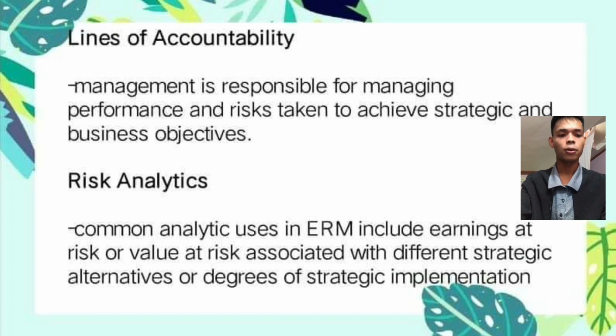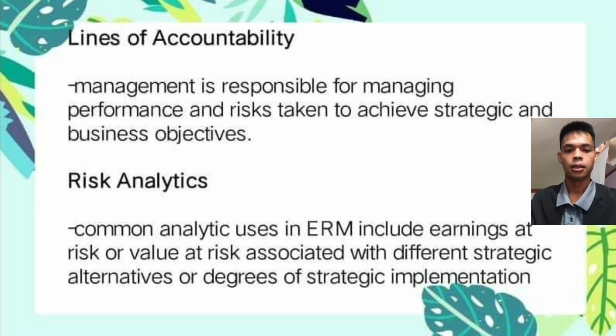Lines of accountability. Management is responsible for managing performance and risk taken to achieve strategic and business objectives. Accountability lies with the ultimate person looking after a result. For example, multiple salespeople are responsible for driving business, but the sales manager is ultimately accountable for hitting the final revenue figure. Risk analytics: common analytics uses in ERM include earnings at risk or value at risk associated with different strategic alternatives or degrees of strategic implementation.